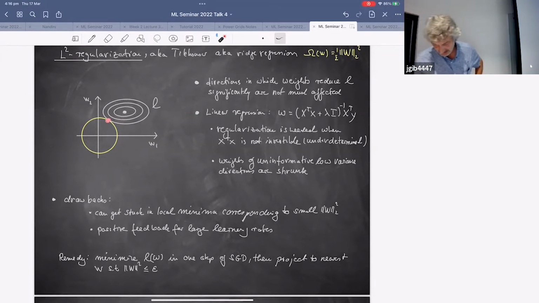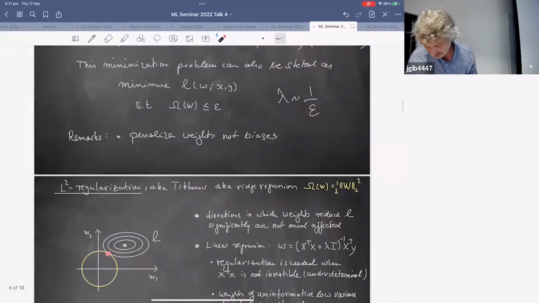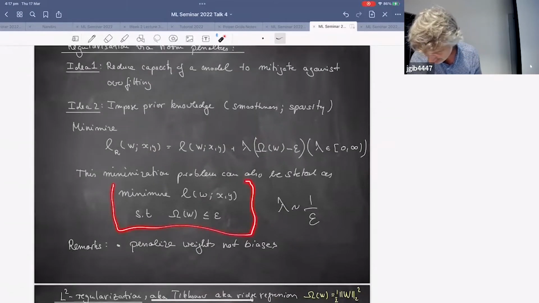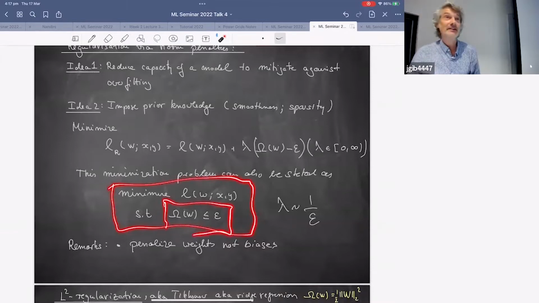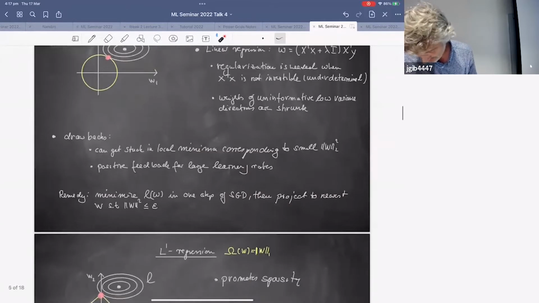And what people tend to do in practice is they first minimize just the actual objective function, the L of W, in one step, let's say using stochastic gradient descent, and then you just project onto the closest W that falls inside that admissible region. That's one way people get around this. So they really look at it in this way here and enforce this by hand.